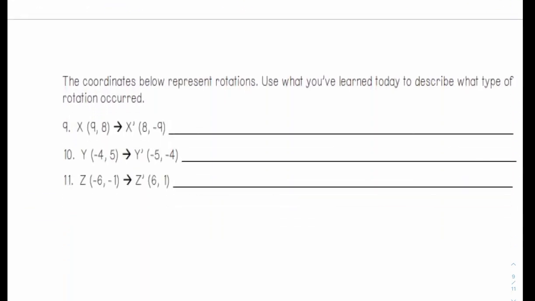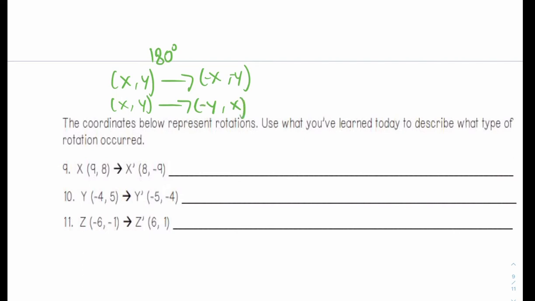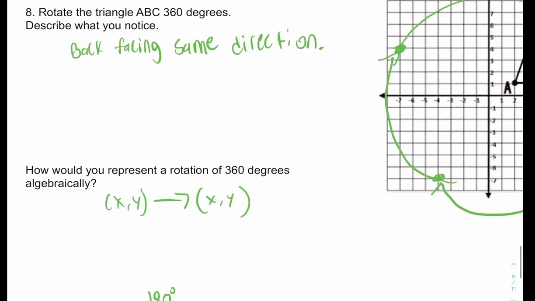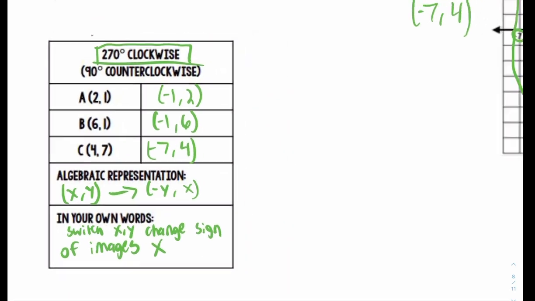Now let's look at these numbers and see what happened. Remember, our 3 options were: you keep them in the same spot, but you make them negative, and that's what happened for 180 degrees. Or we took X and Y, we switched them, and if you make the new X negative, let's look back and see which one matched that. That was 270 degrees.